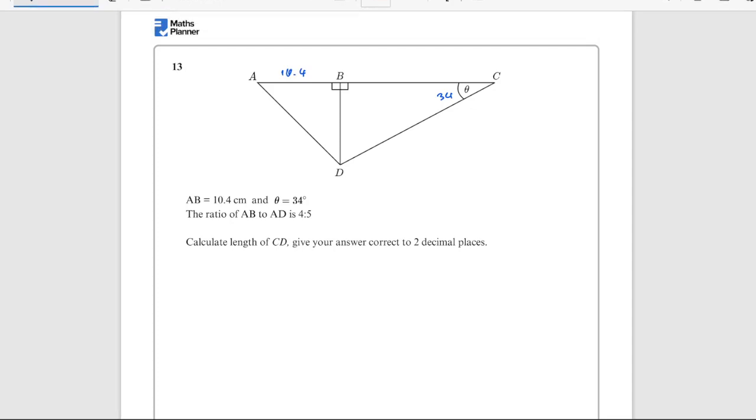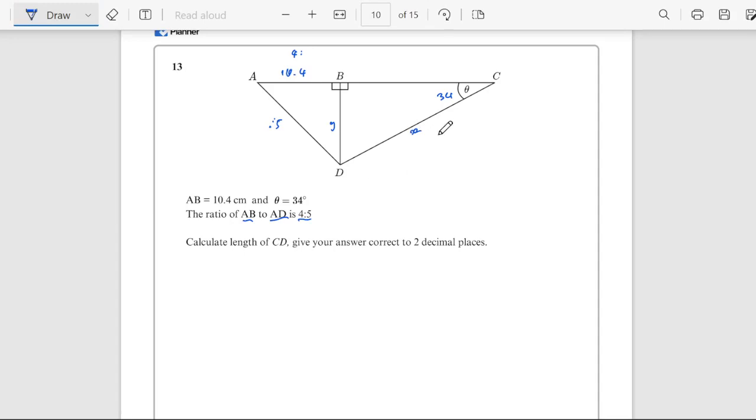And the other piece of information is the ratio of AB to AD. The first time I looked at this, I got this the wrong way around. AB, that's that length to that length, is the ratio 4 to 5. And we're told to calculate the length CD, so this is the actual length that I want to work out, X. So I'm going to call this length here Y, and I'm going to work out that length first of all, and then I'm going to use that to work out X.